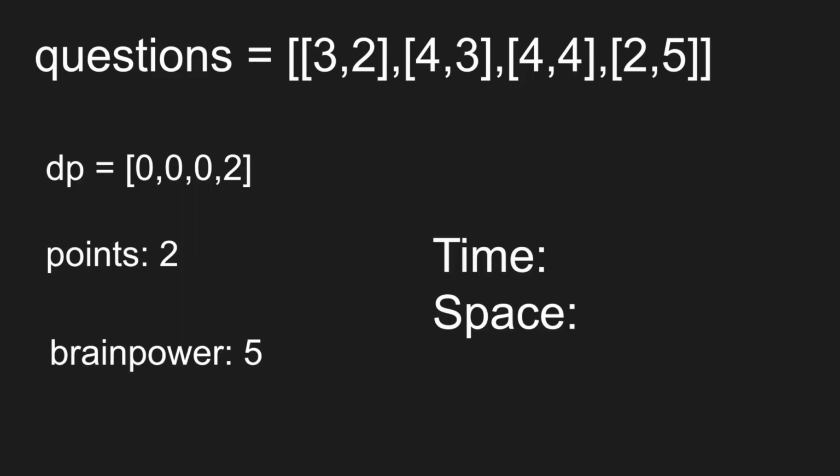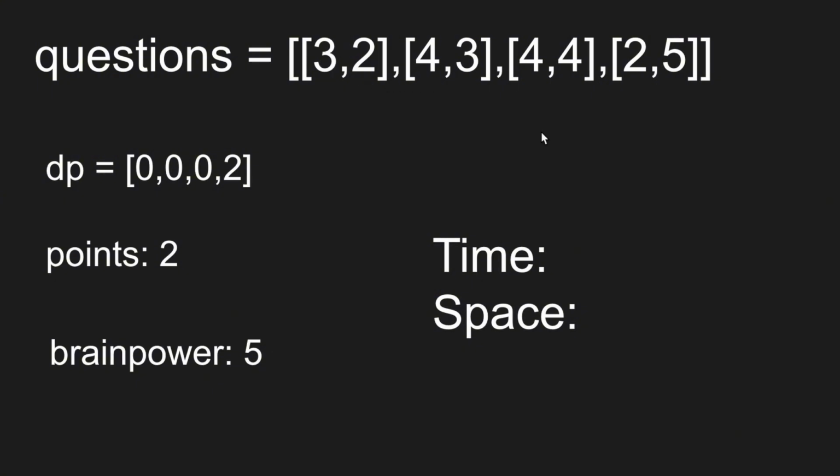One way that we can solve this problem is to use dynamic programming. We can set up an array and we'll call it DP, and it will be the length of the input questions array, and it will all be zeros with the exception of the last element. It will be the points available on the last index, and we will iterate from the second to last element all the way to the front.